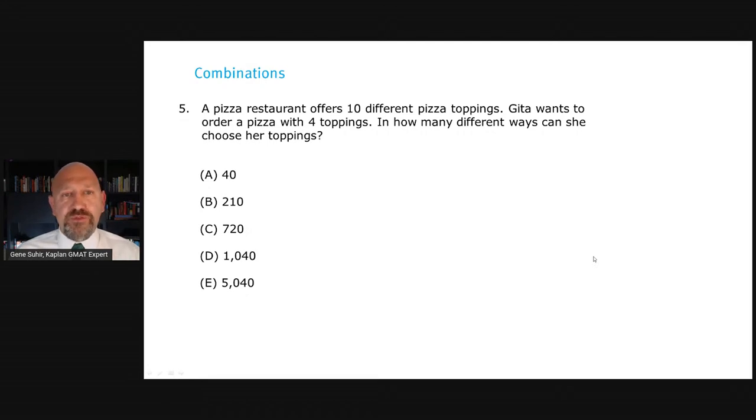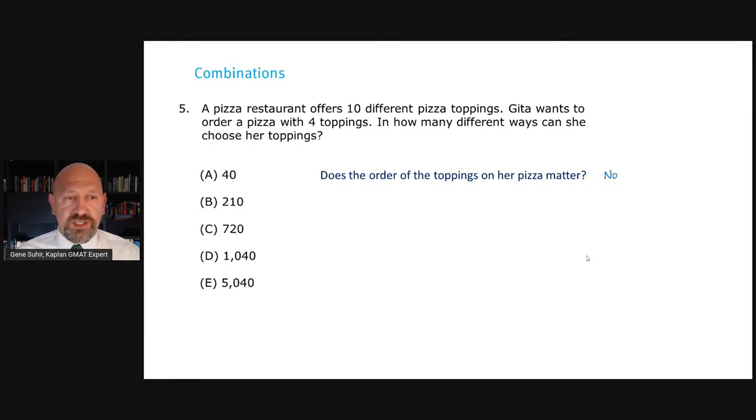A pizza restaurant has 10 different pizza toppings. Gita wants to order a pizza with 4 toppings. How many different ways can she choose her toppings? Let's give the toppings names, change the order, and see if it matters or not. If Gita orders a pizza with peppers, mushrooms, olives, and chicken, and we had them in a different order, it's still the same set. So the order of toppings on her pizza doesn't matter. There's not an arrangement of those 4 toppings. This would be a combination.